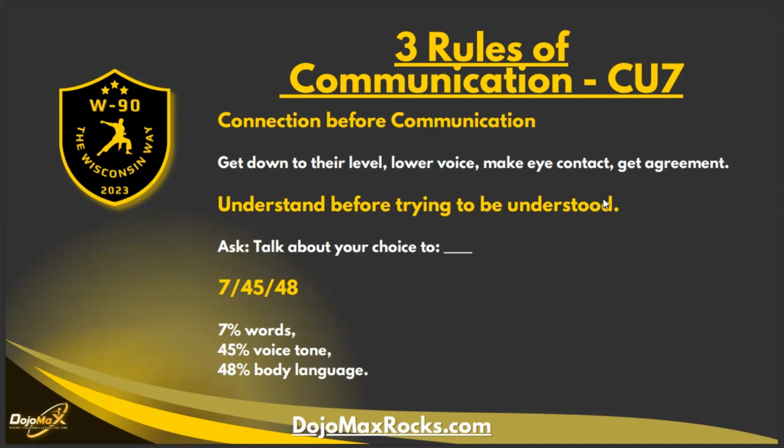Now, where does this affect us? Well, if we're talking on the phone, we have words and voice tone. If we're on a Zoom call, we have words, voice tone, and body language. What happens if we're only texting? We only have that 7%. Have you ever texted somebody and either sent a text that was misunderstood or you were misunderstood on a text you sent? So as we're going through this and we're communicating, we want to remember connection before communication, understand before being understood, and of course, the 7-45-48.